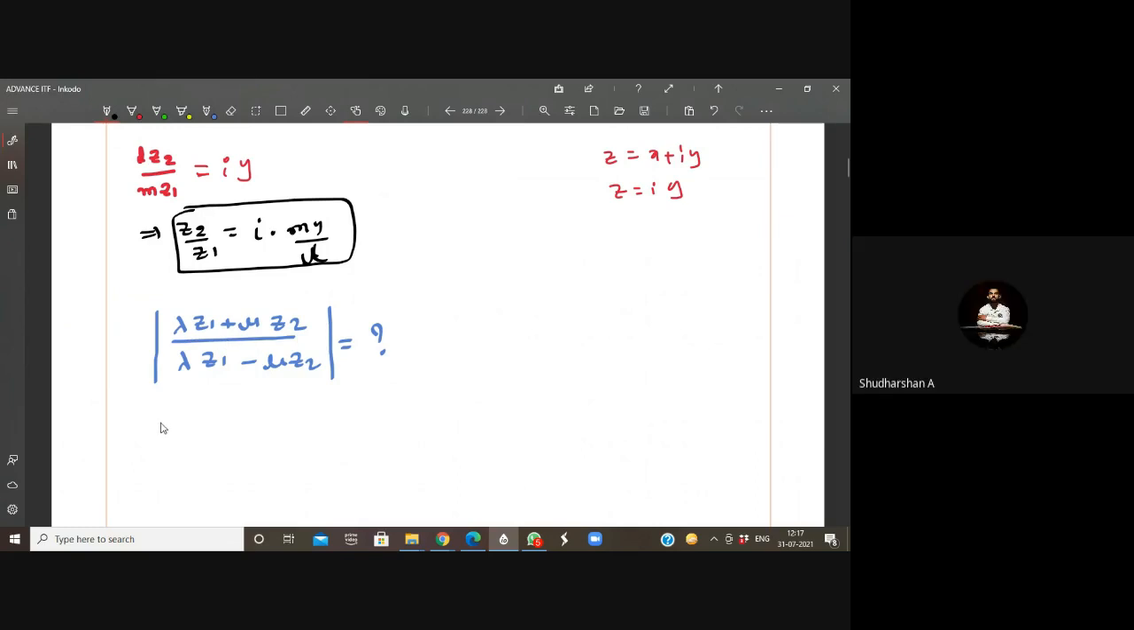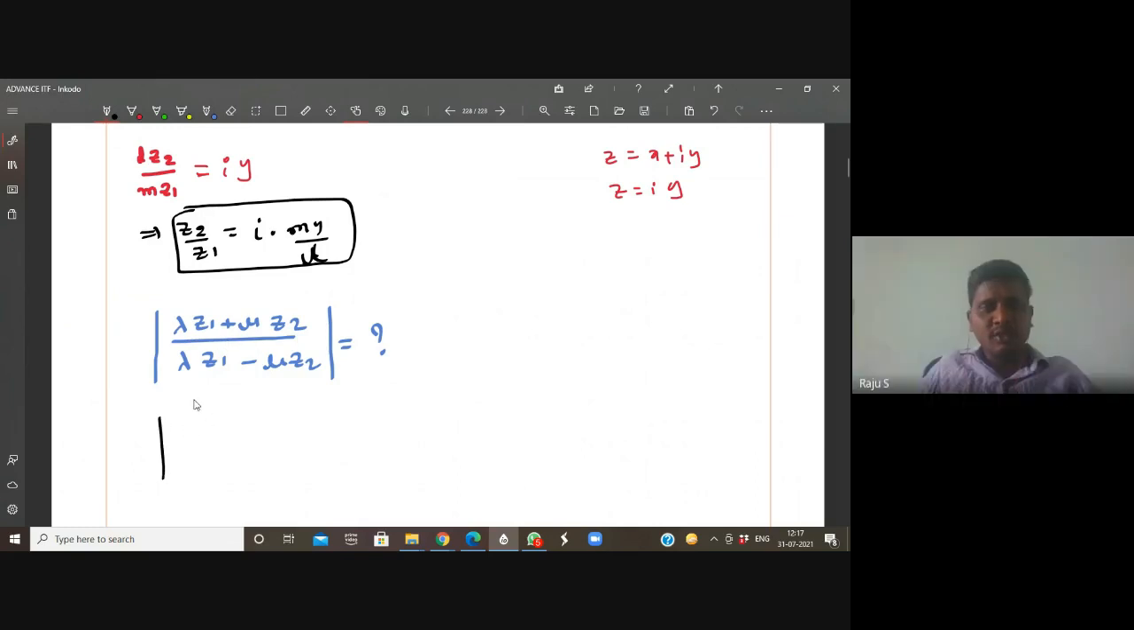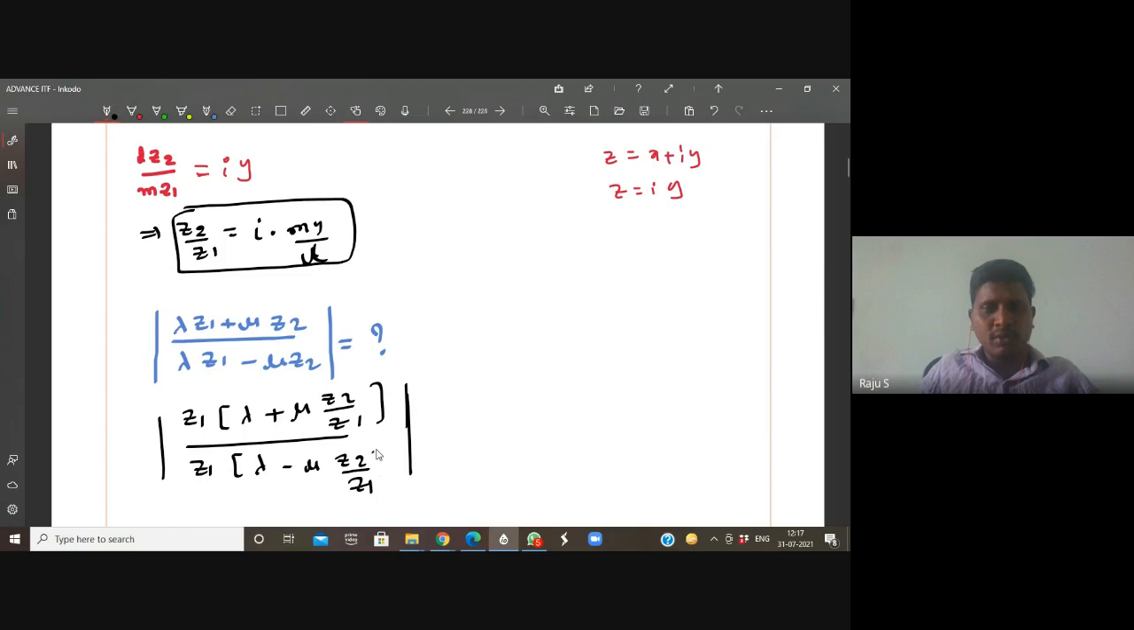Simplify this. Yes, take z1 common in numerator and denominator. So lambda plus mu times z2 by z1, all divided by lambda minus mu times z2 by z1, all modulus. This is equal to, z1 gets cancelled, modulus lambda plus mu times what is z2 by z1?